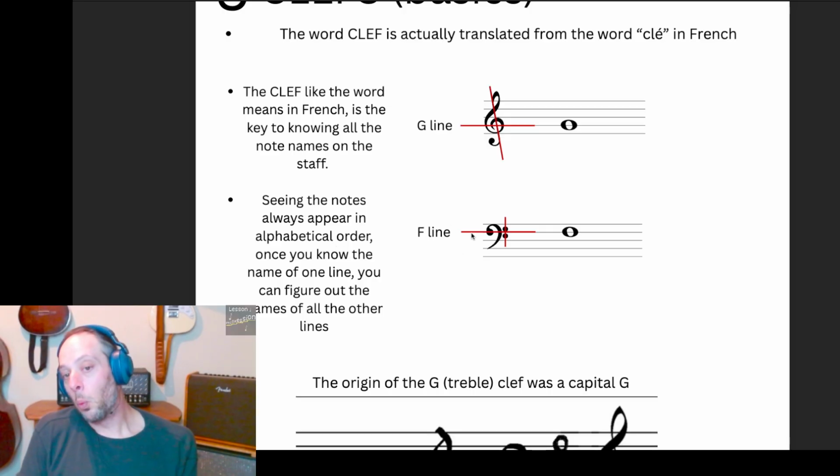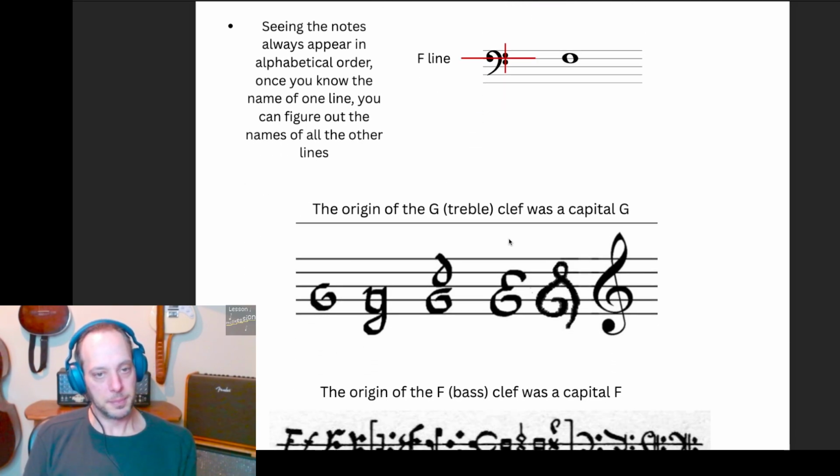So once you know just one line, so this is the F line, well then you can just use the alphabet, go through it. This is the G line. This is a G note. This is an F note. Figure it out. Just do the logic.